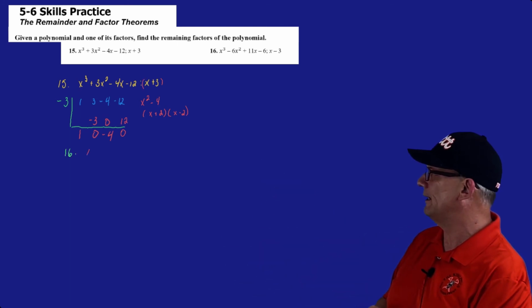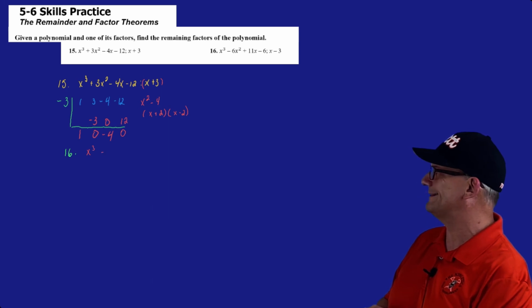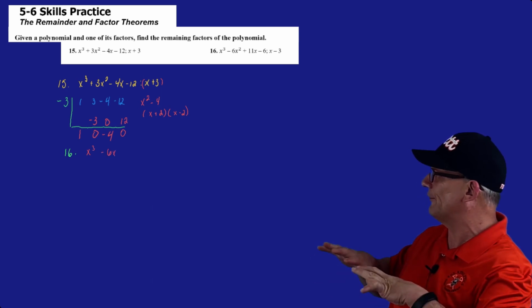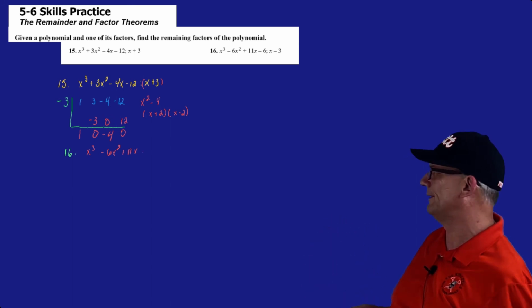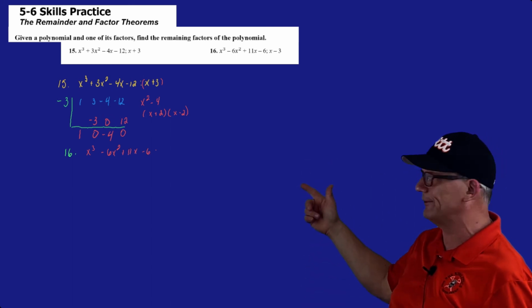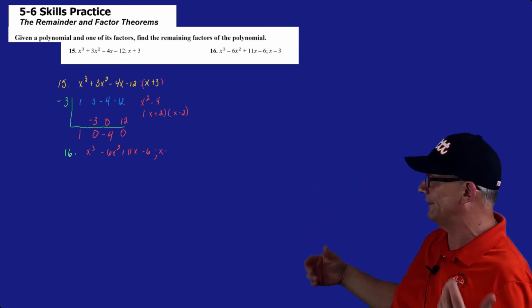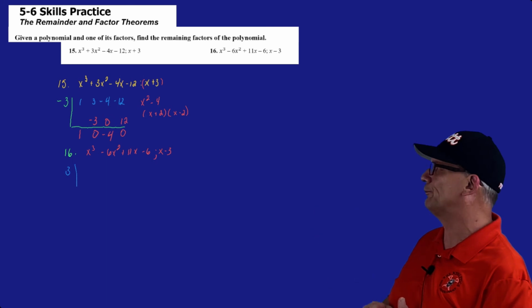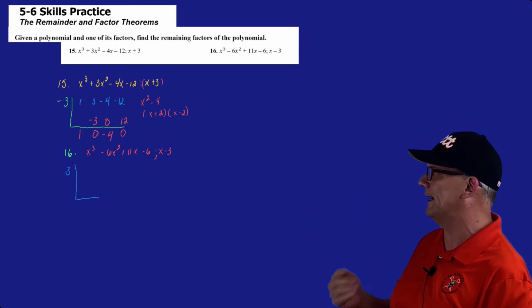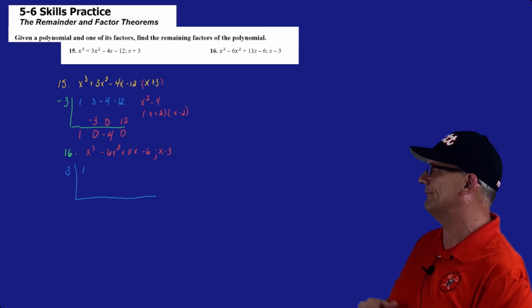Okay, number 16. X cubed minus 6x squared plus 11x minus 6. Are there any x's missing? No, they're all accounted for. What are we going to divide by? The opposite of what they give us. So it's negative 3. We're going to divide by positive 3. We're going to draw our little L. We're going to write down our coefficients: 1, negative 6, 11, and negative 6.